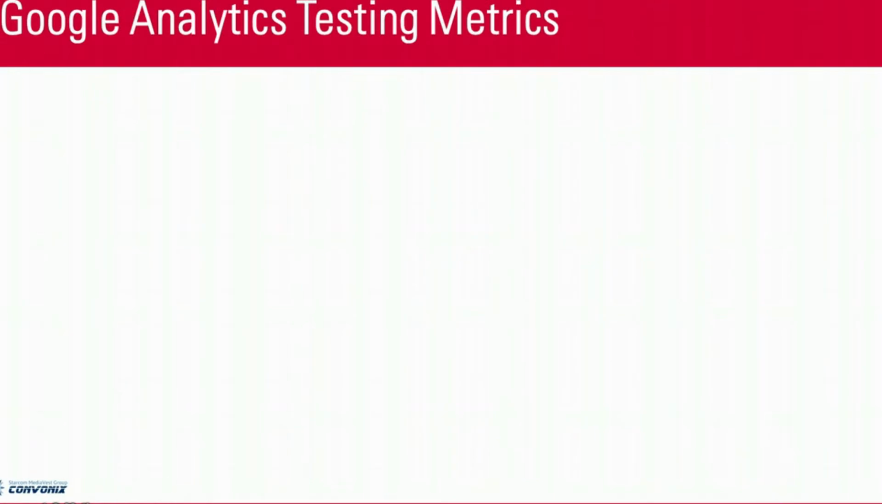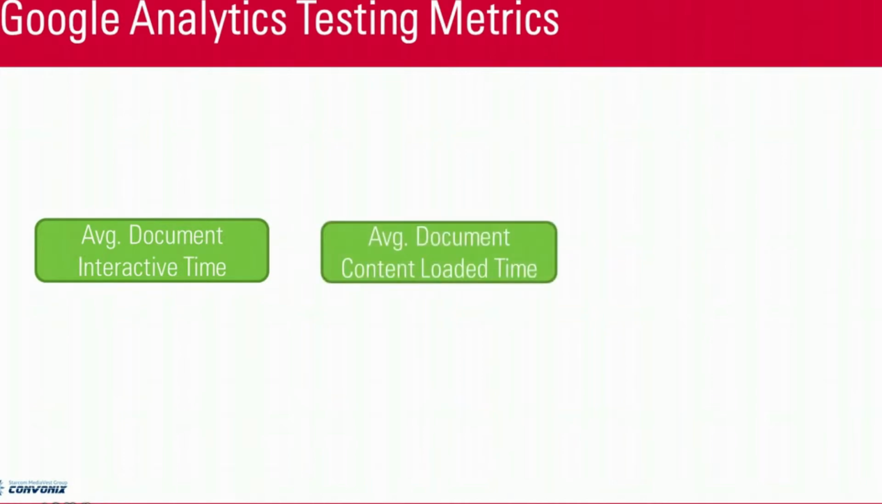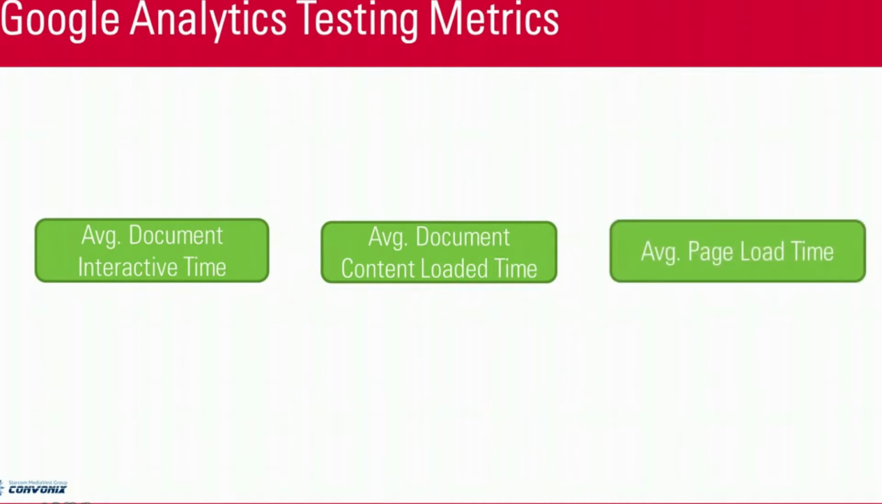The 3 primary metrics that were used from Google Analytics were: 1. Average document interactive time. This is the amount of time required by the browser to process the page. It is the time elapsed between clicking on the link and the first element of the page loading. 2. Average document content load time. This is the amount of time elapsed between clicking the link and all visible elements of a page loading. And 3. Our usual average page load time, only this time it is averaged over 40 pages.